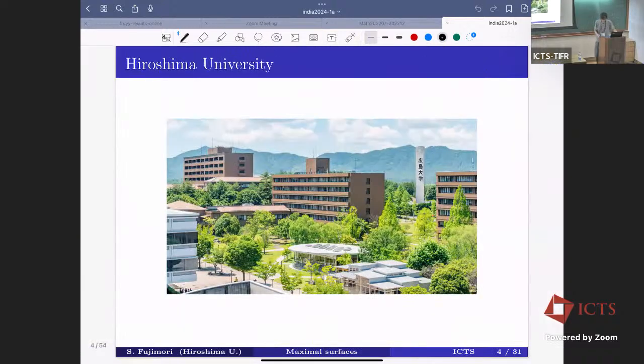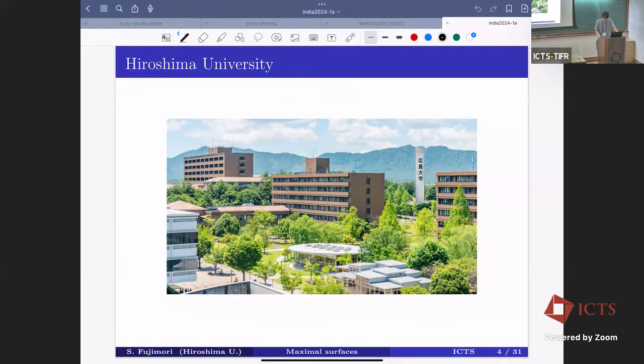And this is my university, Hiroshima University. It is not in the center of Hiroshima, but in the city next to Hiroshima. It is surrounded by many trees like here at ICTS. So please come to my university if you have a chance.